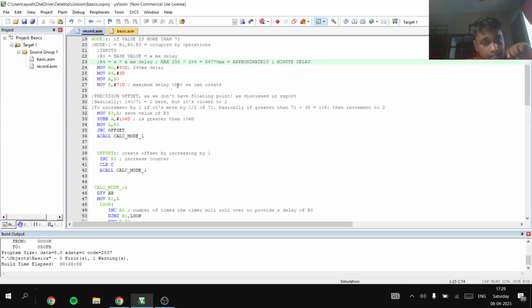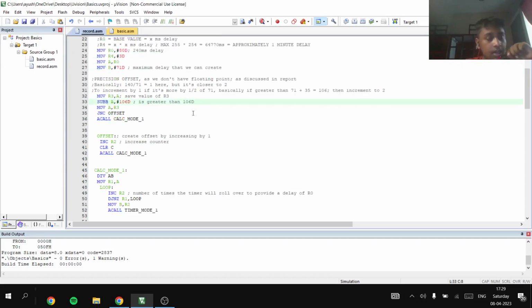To offset such values, I thought of creating a breakpoint, or a benchmark, at half of 71 added to it. So 71 plus 35 is 106. So you increment R2 once again. R2 is basically going to hold how many times we need to run our inner loop. So we check if it's more than 106. Probably a better way would be to analyze at what exact value the division by 71 actually gets much closer to 2, but for the sake of simplicity, I've used 106.